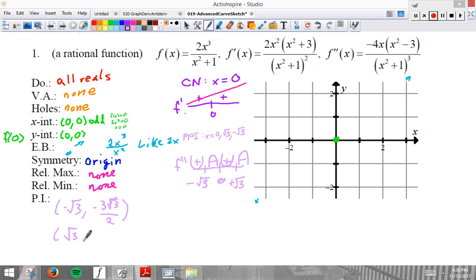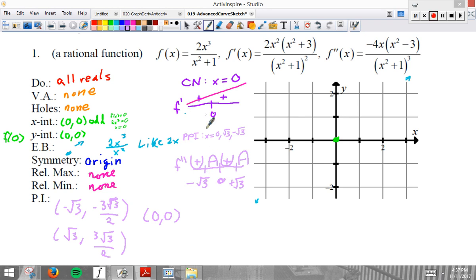Positive √3, this is actually an odd function. And that's one reason to calculate whether it's an odd or even function, whether it has origin symmetry or not. It'll help you calculate this stuff really quickly. And we actually know the last point of inflection is at the origin because we already calculated what happens when you plug in 0 to the original function.